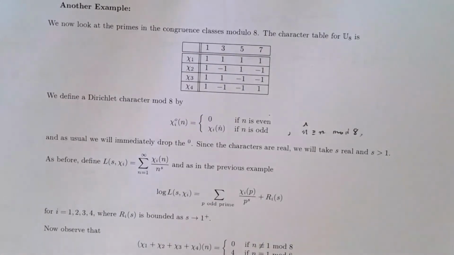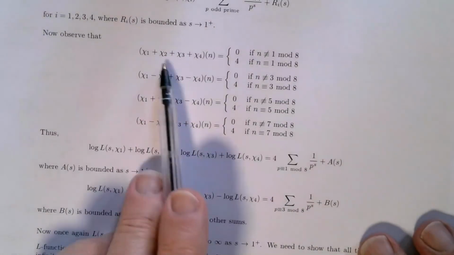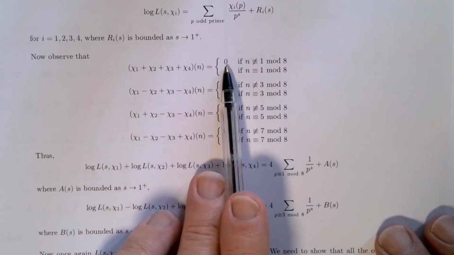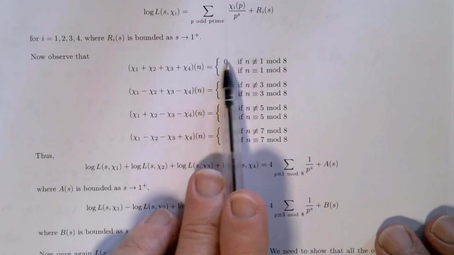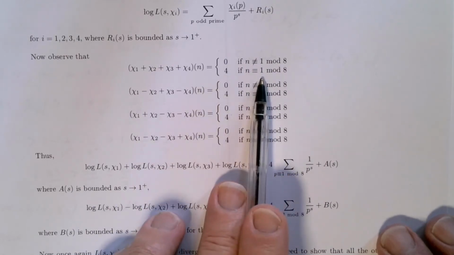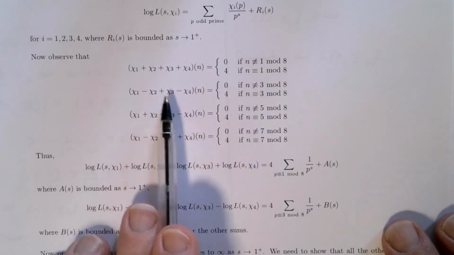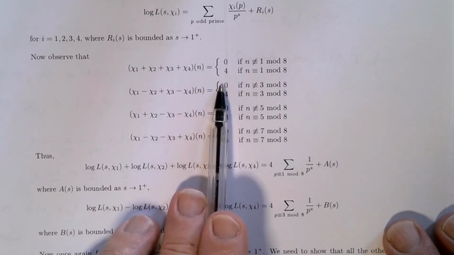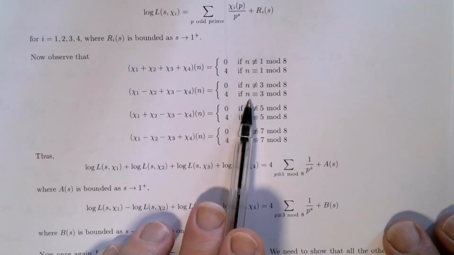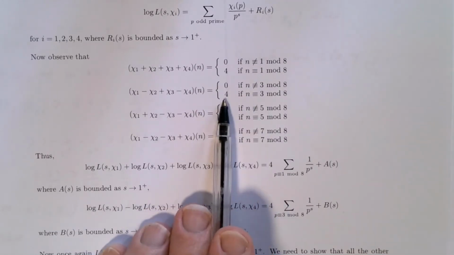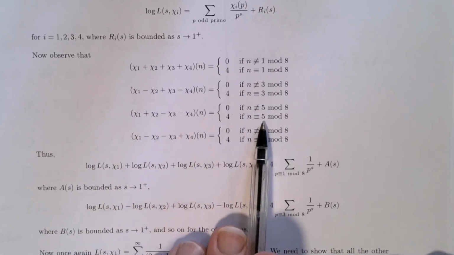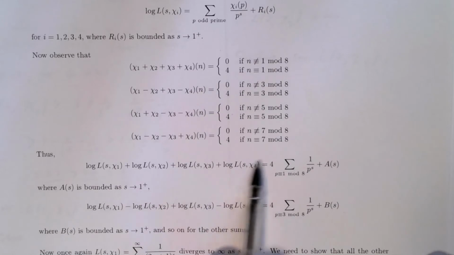So the sum of the characters evaluated at n will be 0 if n is not 1 mod 8, but it will be 4 if n is 1 mod 8. Well, similarly, I'll leave you to refer back to the table. If you do chi1 minus chi2 plus chi3 minus chi4, then all of the numbers are 0, except when you've got the second column where n is 3 mod 8, and then you get 4 again. Similarly, this sum produces 4 for n is 5 mod 8, and this one produces 4 for 7 mod 8.